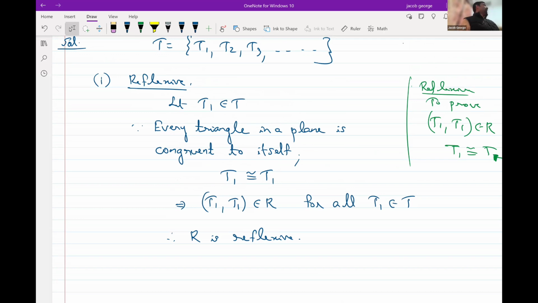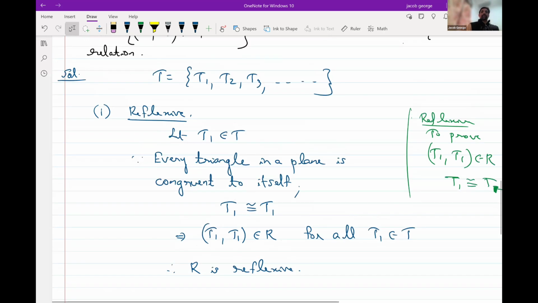We pick an element from the basic set. For reflexive, always we start like this. One element we take from the given basic set. A basic set will be defined in the question. Here it is, capital T. So we took T1. And in the reference space, you have written what you have to prove for reflexive. We prove that T1 is congruent to T1, since every triangle is congruent to itself. So we write (T1, T1) element of R. So R is for all. That also don't forget: for all T1 element of capital T. Therefore, R is reflexive. Yes, shall we start symmetric from online?